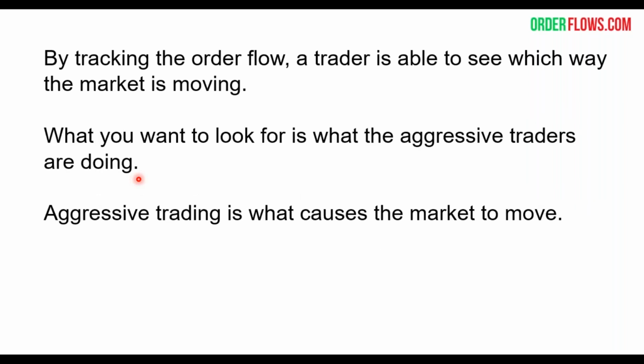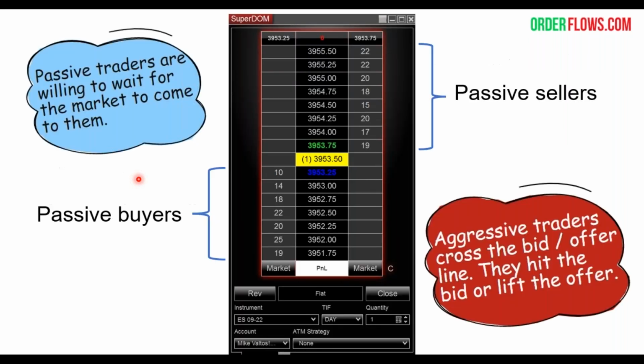So by tracking the order flow, a trader's able to see which way the market's moving. What you want to look for oftentimes is what the aggressive traders are doing, because the aggressive traders are what causes the markets to move. Is there a lot of supply in the market? If there is, then the people that have the supply will be aggressively selling it. They'll be selling into the bid because they know they got more to sell. Whereas if demand was very strong, you'd have a lot of people lifting the offer, buying the next offer price, buying the next offer price.